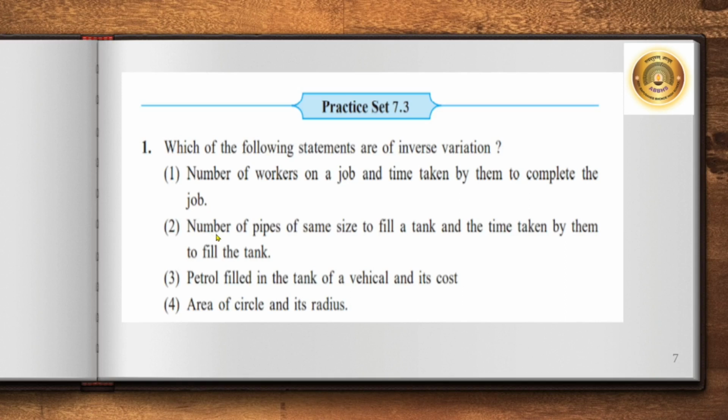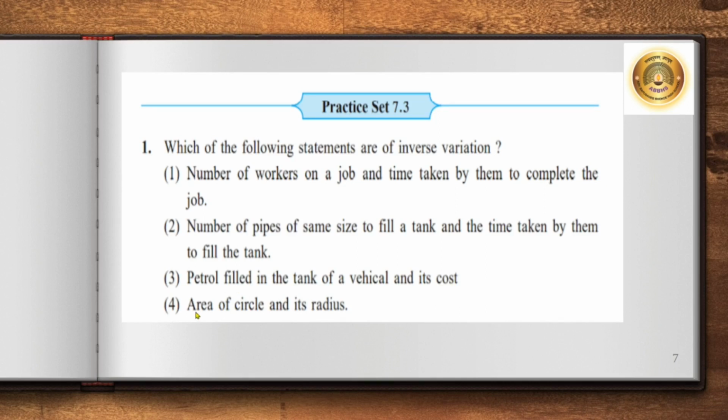Second, the number of pipes of the same size to fill a tank and the time taken by them to fill the tank. Number of pipes and the time taken. If you have more pipes, the tank will be filled in less time. So what kind of variation is this? Yes, it is again an inverse variation. Third is petrol filled in the tank of a vehicle and its cost. If you fill more petrol, you will have to pay more. So what kind of a variation is this? It is a direct variation.